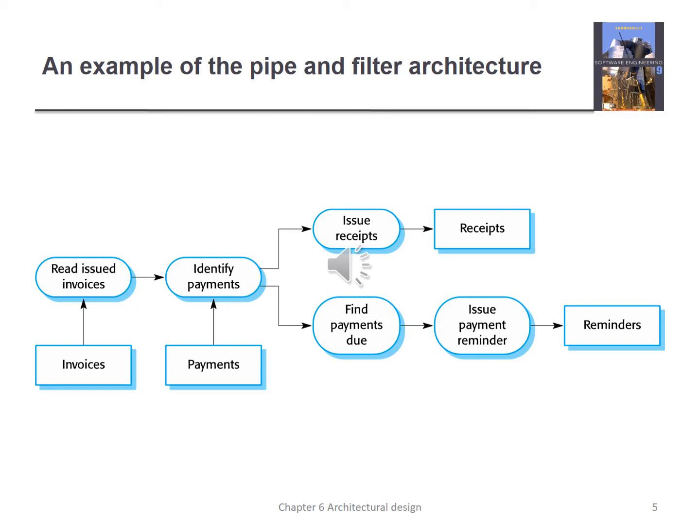So it is a sequential thing. It's going to be either or. After identification of the payment, if it is paid, it goes one way. If it isn't paid, it goes the other way. But all these things, like read issued invoices, identify, issue receipt, they are sequential. They come one after the other. The output of one goes to the input of the second one.